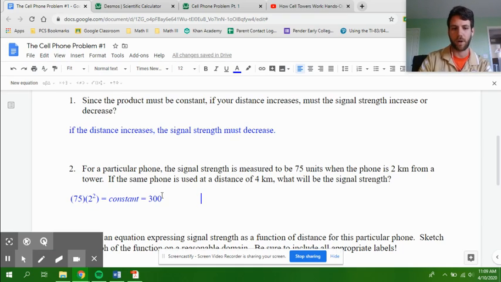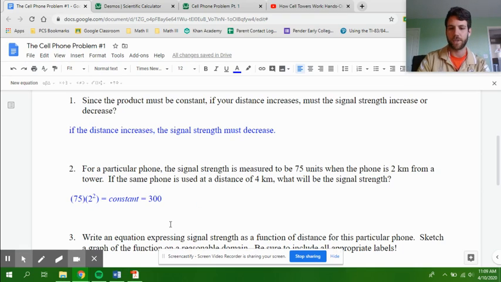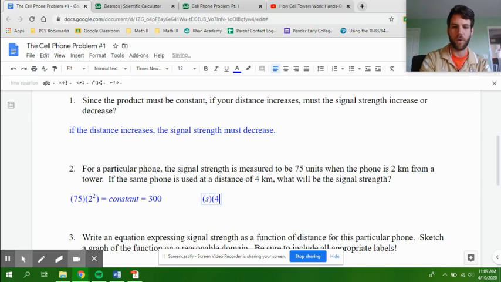So let's look at the second part of the question. If the same phone is used at a distance of 4 kilometers, what will the signal strength be? In this problem, we don't know what S is. We have an unknown S, and that is being multiplied by our distance 4 squared. And we know that it still has to equal the same number. In this case, it is 300.